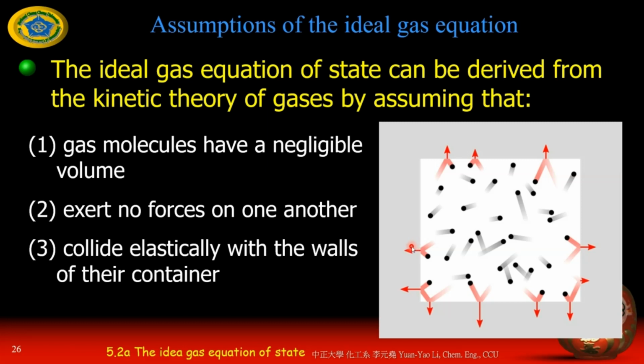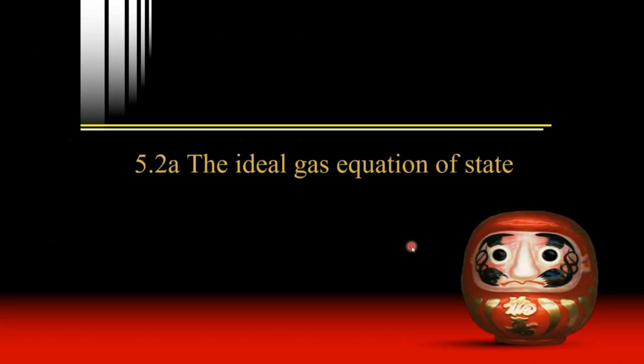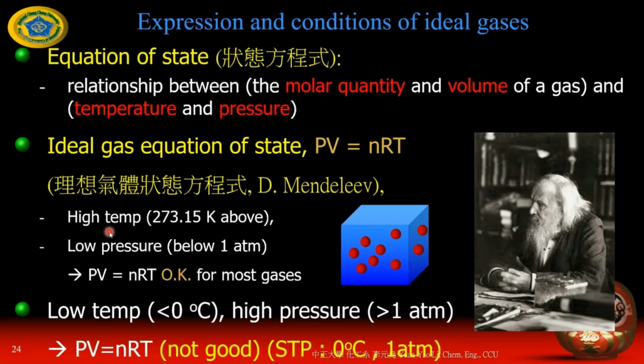So these are the three assumptions for the ideal gas equation. This ideal gas will have no volume and no interactions between molecules. There's no force and no energy exchange. And the molecules hit the wall without transferring energy to the wall. I want you to remember these three, and also from the previous page, remember high temperature and low pressure.